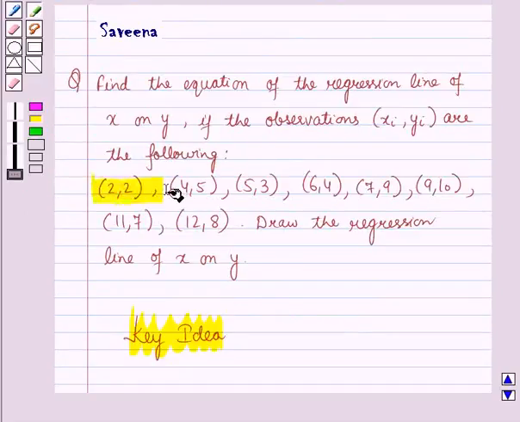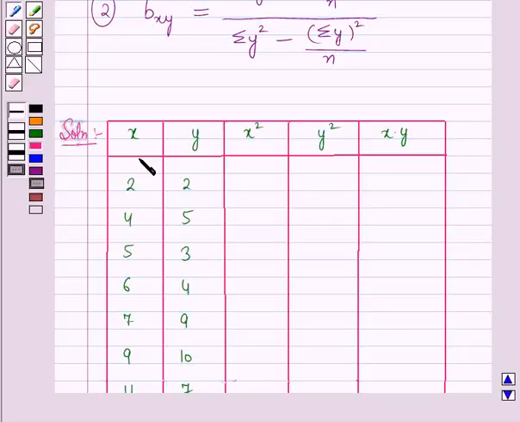Now in the question, the various observations are given to us, and we have to find the equation of the regression line of x on y. So first of all, we will draw a table for these observations. Here, in the first column, we have written the various values of x, and in the second column, corresponding to x, the various values of y. In the next column, we will find x squared, then y square, and then x y, that means the different values of x into the different values of y.